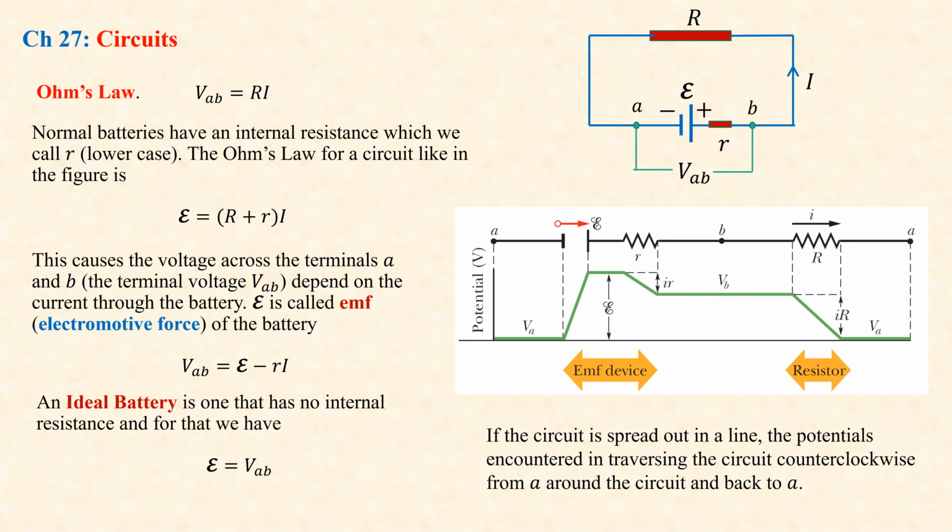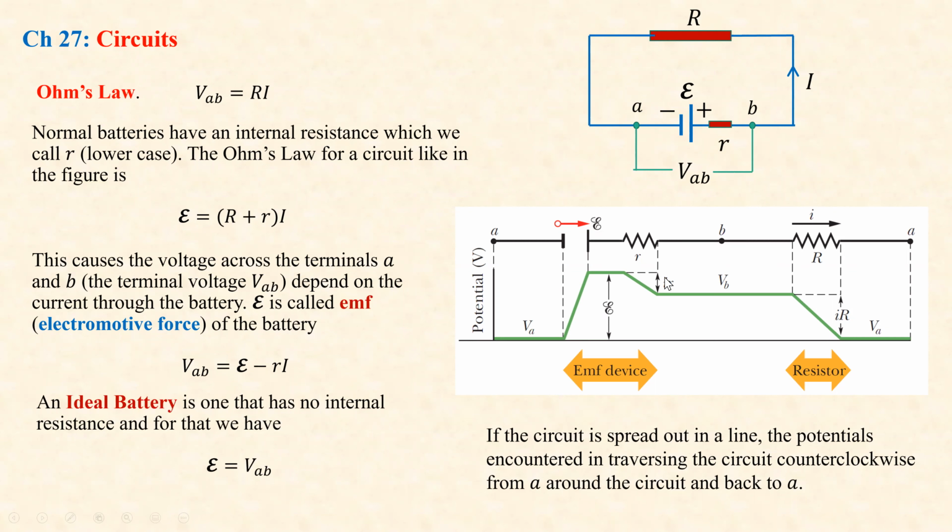So for ideal battery, R is zero, means there's no internal resistance. Therefore, terminal voltage and EMF of the battery are the same. So this is for ideal battery. We usually consider ideal battery because we're just talking about the basic principles here.